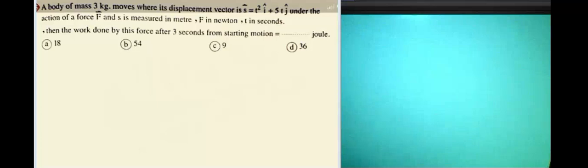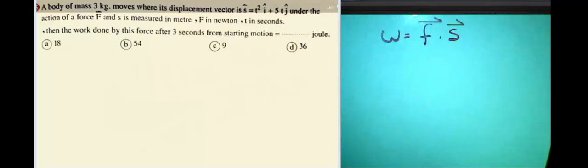Question number 1 here. A body of mass 3 kilogram moves where its displacement vector is s equal t power 2 in direction i plus 5t in direction j under the action of force F, and s is measured in meter, F in Newton, t in second. Then the work done by this force after 3 seconds from starting motion equals blank joule. Okay, look with me here.